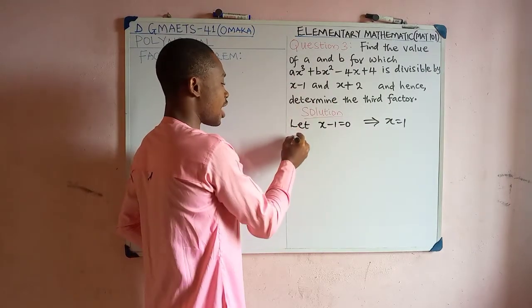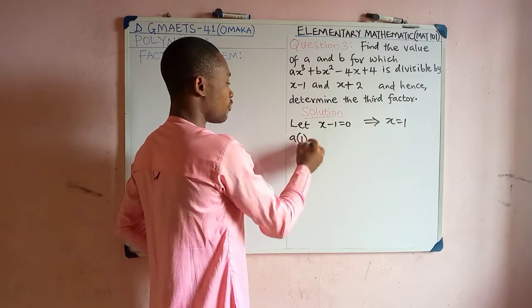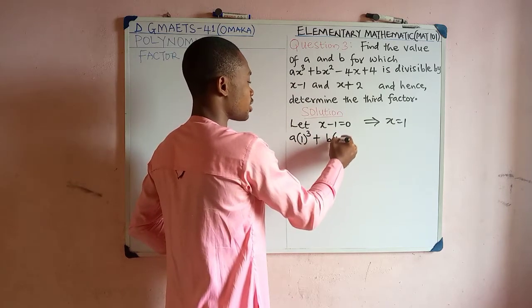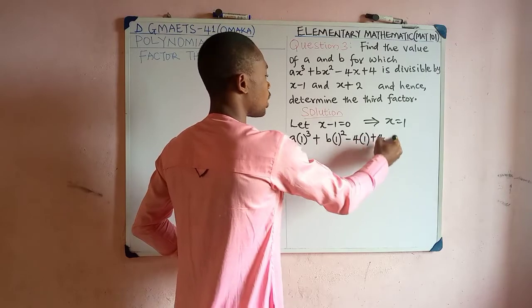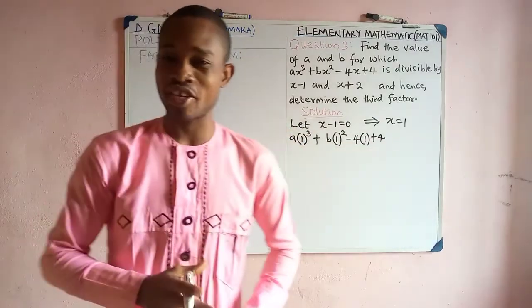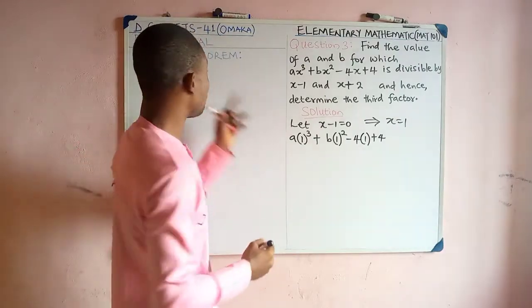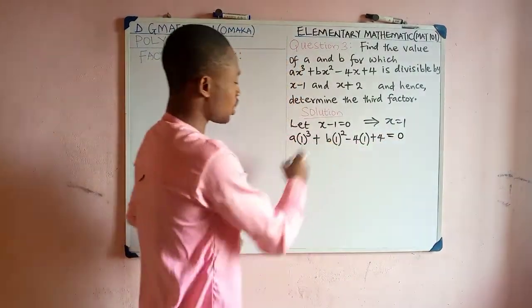This is the polynomial. So I have a times x is 1, so you fix 1 there, raised to the power 3, and then plus b, x is 1, raised to the power 2, minus 4, x is 1, then plus 4. I've substituted the value of x here. So what do I expect to get? The remainder will be equal to 0, according to the factor theorem. So I'm going to make this equal to 0.